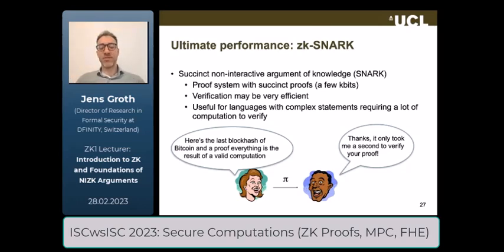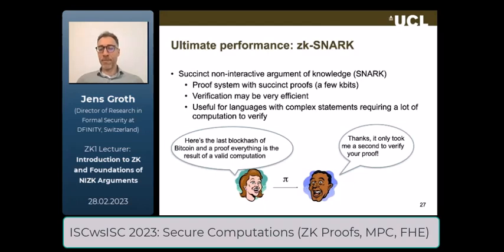So there's something called zero-knowledge rollups in the blockchain space. And the idea is roughly, look, say, here's a block hash, a Bitcoin or some other blockchain. And then I'll give you a proof that everything is the result of a valid computation. Now instead of going and verifying the whole Bitcoin blockchain, the verifier can just verify that proof. It takes a few seconds to verify and then says, sure, okay, this hash is valid. So it can really save the verifier a lot of work.